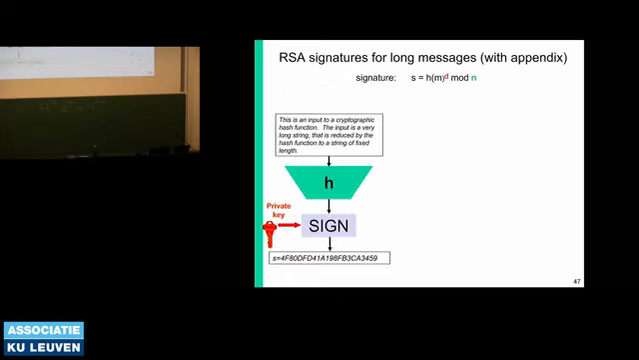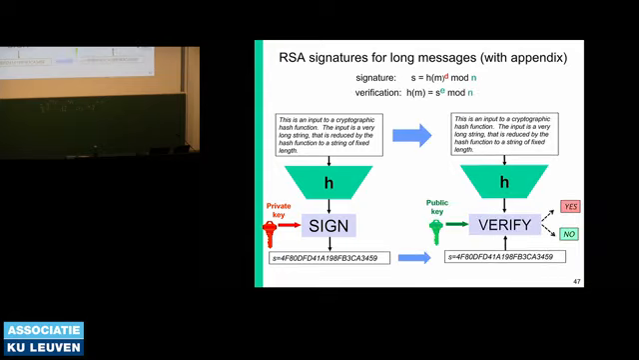So what you do is signatures with appendix, as I showed you before. You first hash the message to a short string, and then you sign the hash only, so you have only a short signature, and it's much more efficient because you don't have to sign megabytes with a slow algorithm. And on the other side, you recompute the hash, you take the signature, you apply the RSA operation, and that's it.